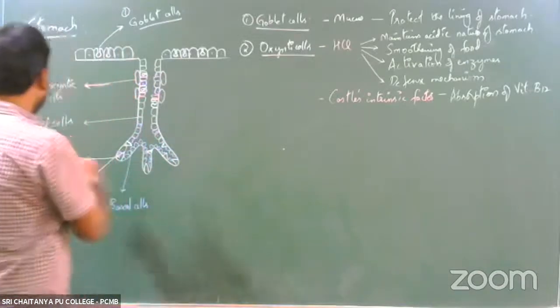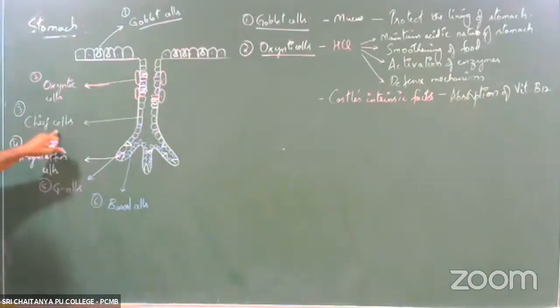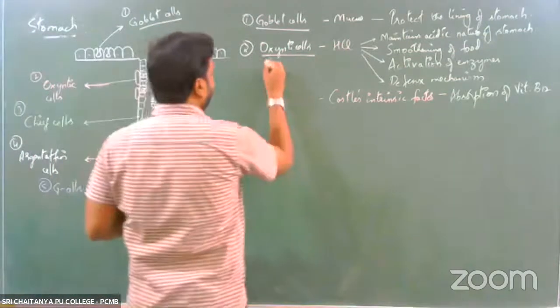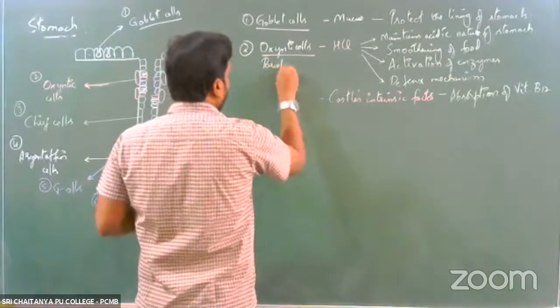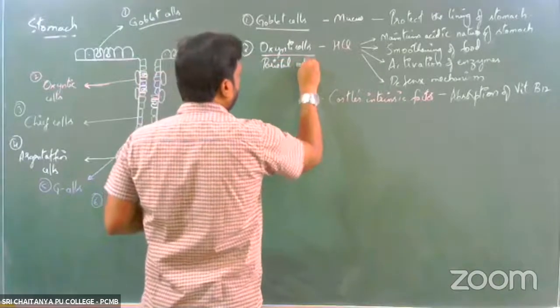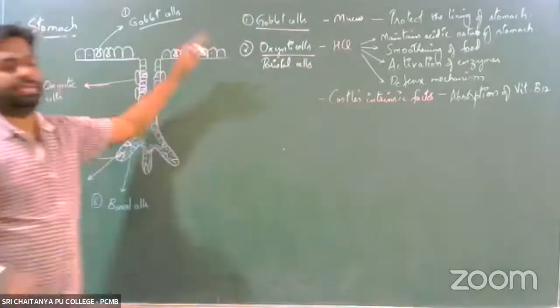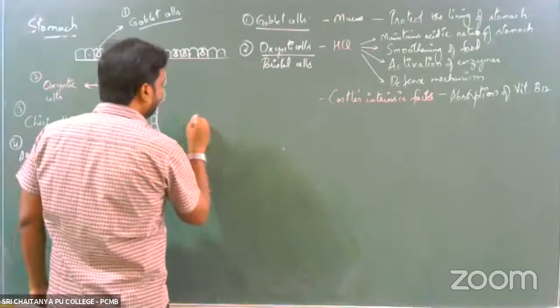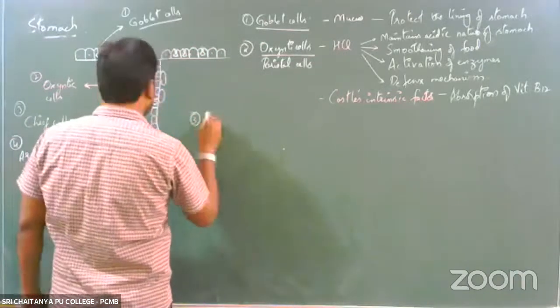Now let's take up the third cell we have, which is called the chief cell. There is one more name given for the oxyntic cell. It is also called the parietal cell. So let us make a note of this also. Either we call it the oxyntic cell or we call it the parietal cell. Okay, now let's move on to the third type of cell. The third type of cell is called the chief cell.